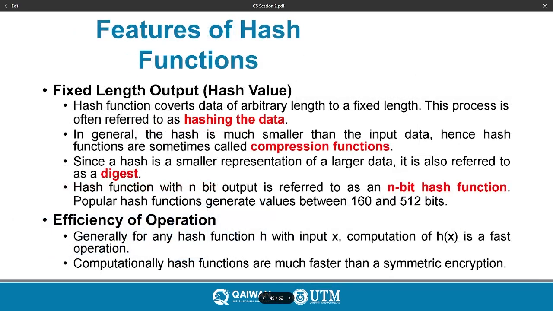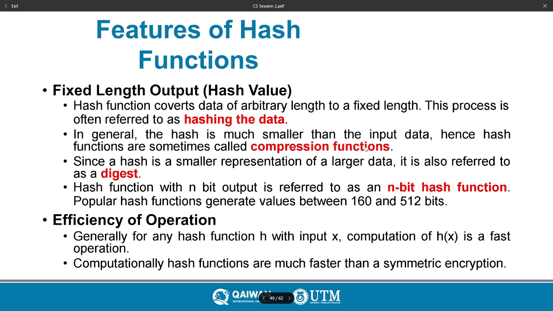Now, how does it work? Fixed length output, hash value, efficiency of operation. What does it mean? Fixed length output: a hash function can convert data of arbitrary length to a fixed length. This process is often referred to as hashing the data. In general, the hash is much smaller than the input data, hence hash functions are sometimes called compression functions.